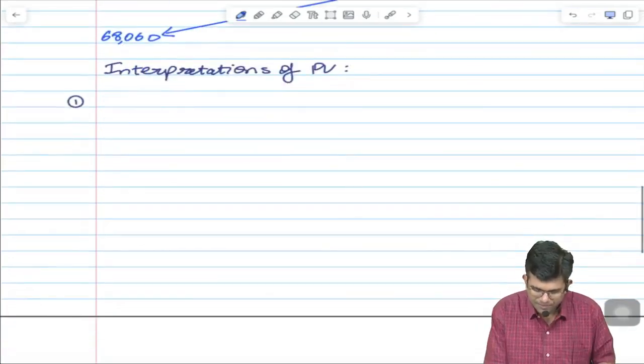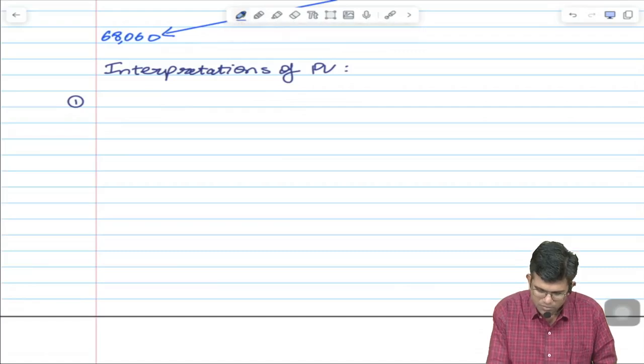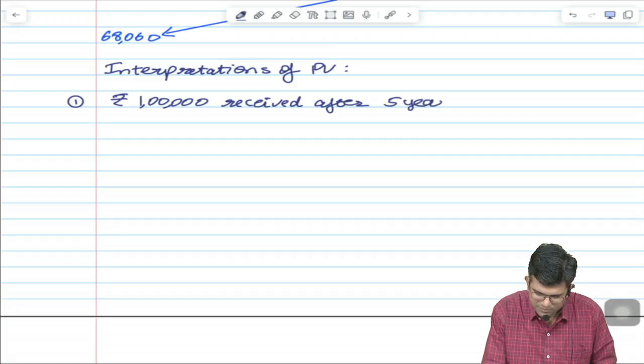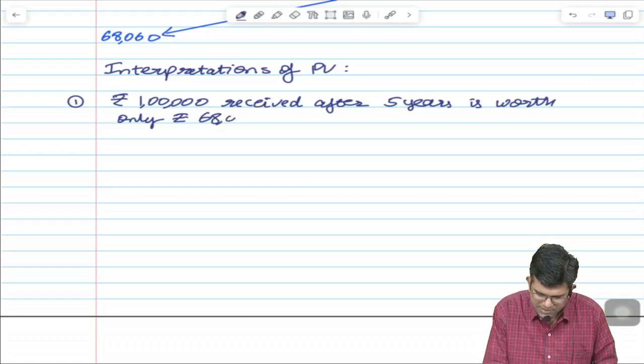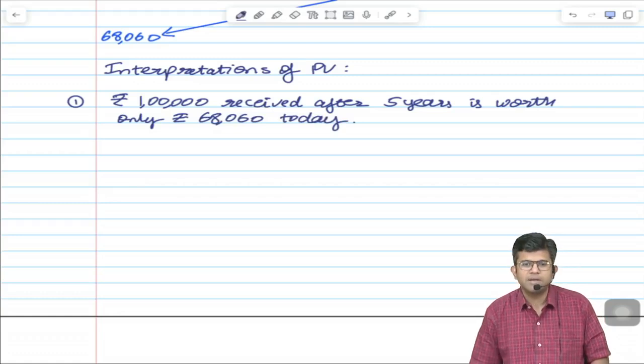So I'll write here: rupees 1 lakh received after 5 years is worth only rupees 68,060 today. Okay, this is interpretation number 1.